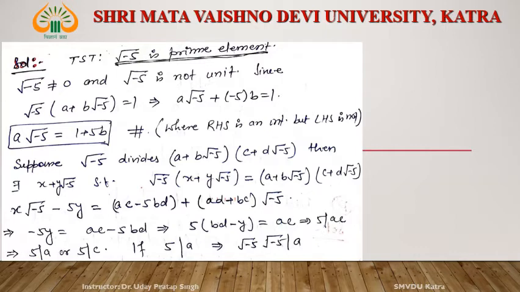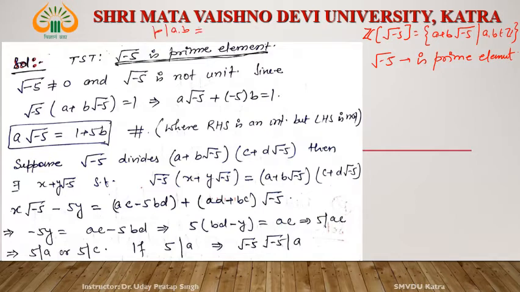We are talking about Z square root of minus 5, containing all elements of the type a plus b square root of minus 5, a, b belonging to Z. Then this square root of minus 5 is a prime element. For a prime element, we know that if p divides ab, then p divides a or p divides b. This is the second condition, and the first condition is p is not 0 and p is not a unit. So square root of minus 5 is not equal to 0.